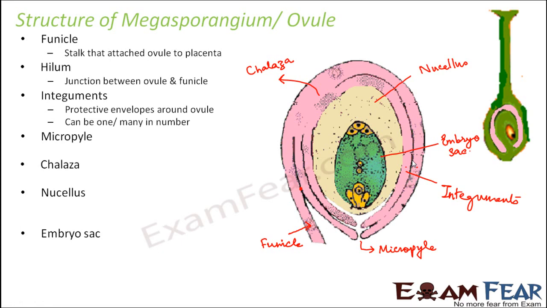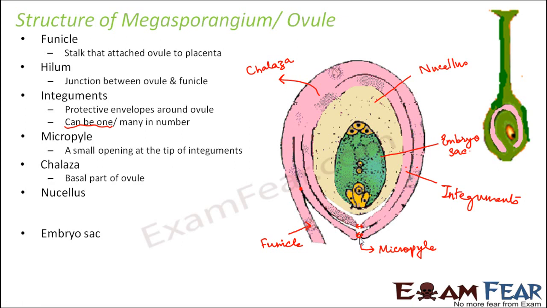These integuments can be one or many in number. It is not necessary that there has to be one layer or two layers or three layers. It can be one, it can be many. Micropyle is a small opening at the tip of the integument. You see the integuments terminate, but even after that a small gap is left. This small opening is called micropyle.